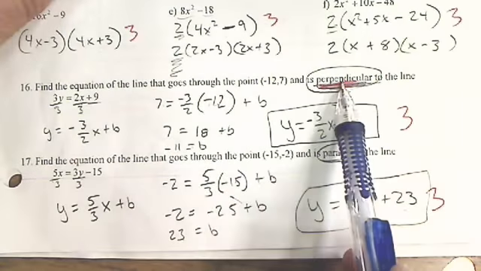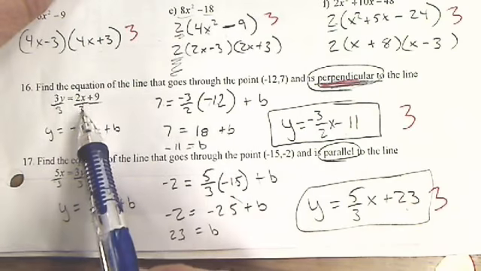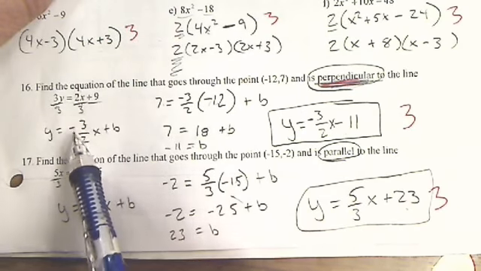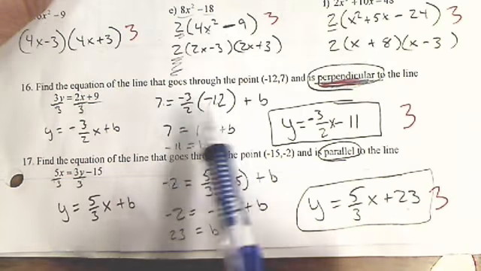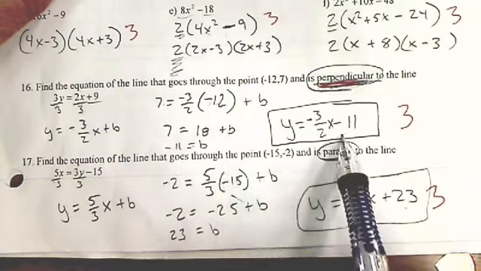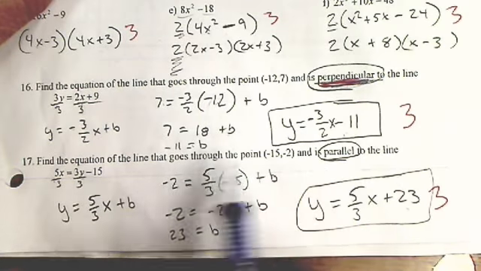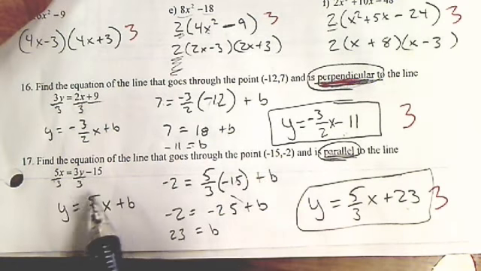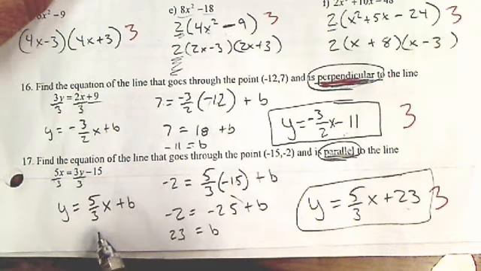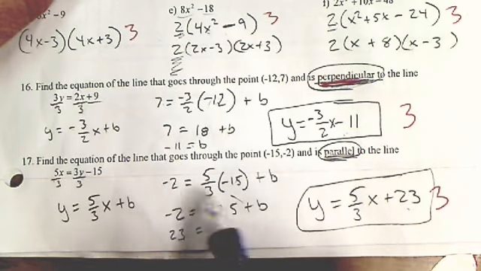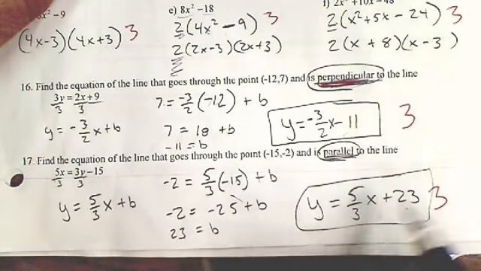If it's perpendicular, opposite reciprocal. So if the slope is 2/3, opposite makes it negative. Reciprocal flips it upside down. Plug it in. And there you go. Parallel, same slope. So this slope was 5/3, so this new line is going to be 5/3. Plug in a point, I know, x and a y, solve it, and there you go.